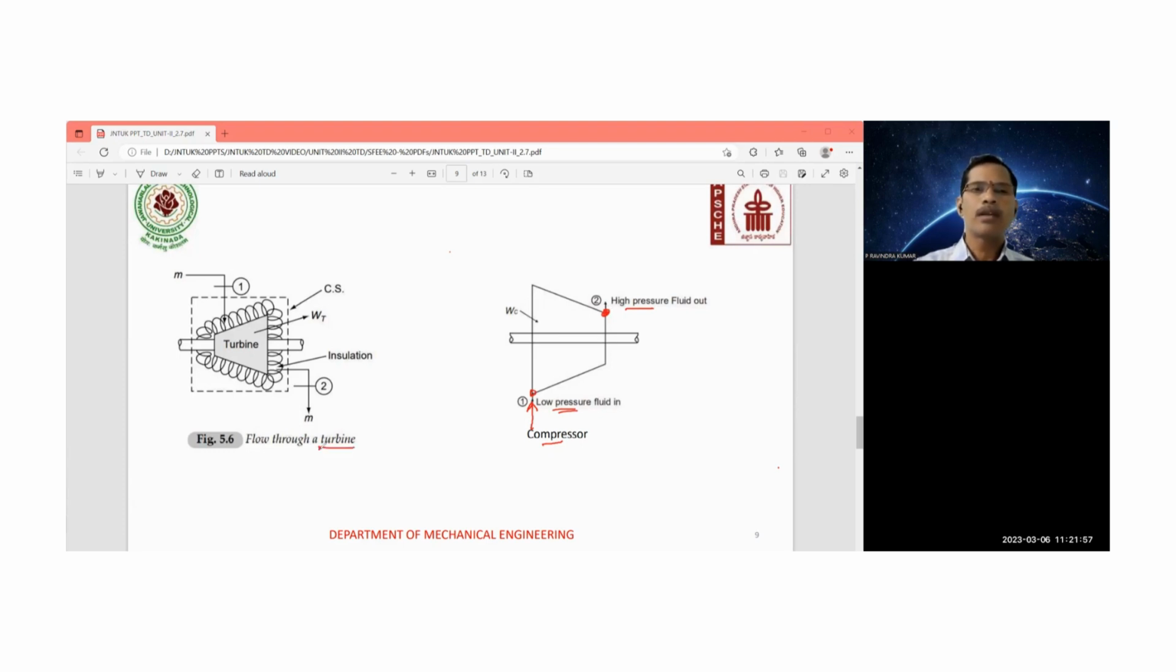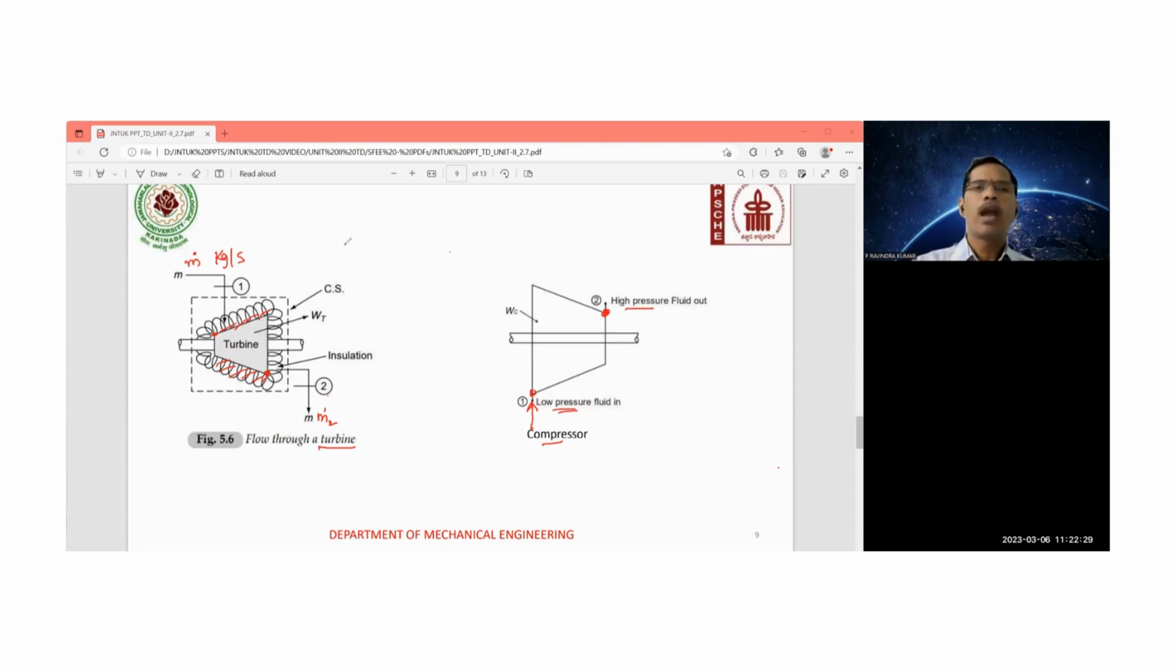If it is a turbine, then this is the inlet point, right? The mass flow rate of the fluid, which is in kg per second, is entering at the inlet section of a turbine, and it is going to leave at the exit section. This is section 2, with mass flow rate m2. And if this turbine is insulated, then q, heat transfer, is equal to 0.